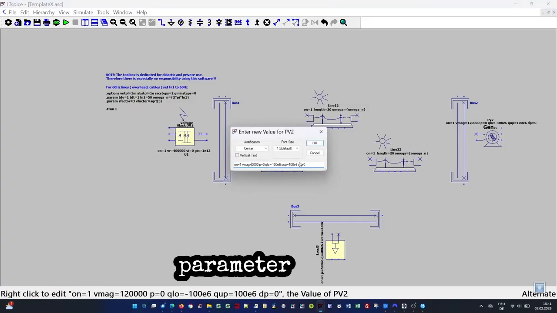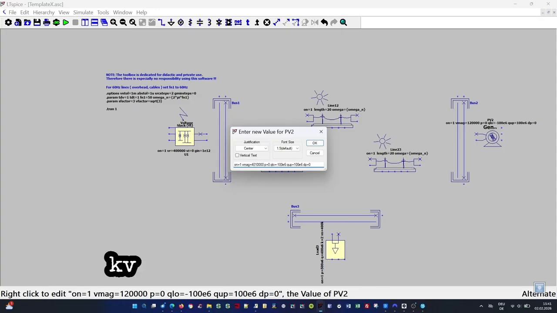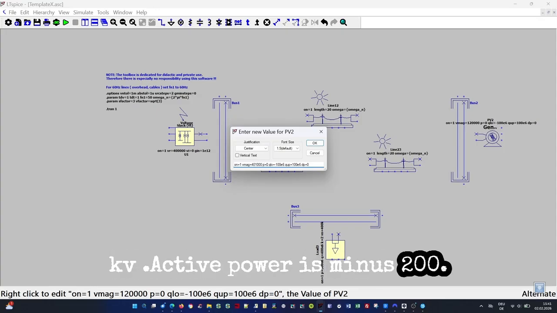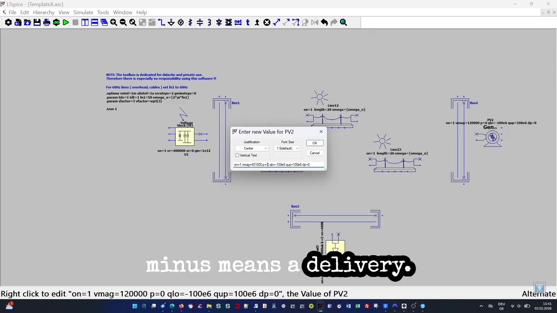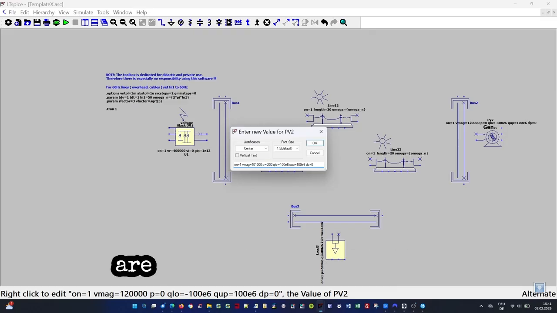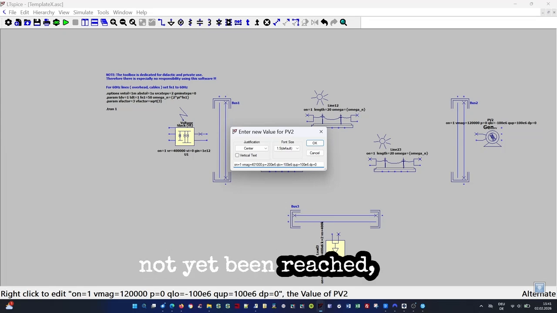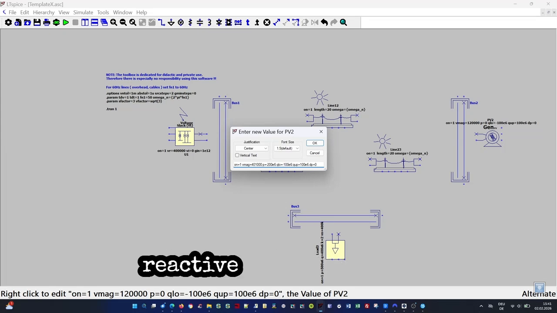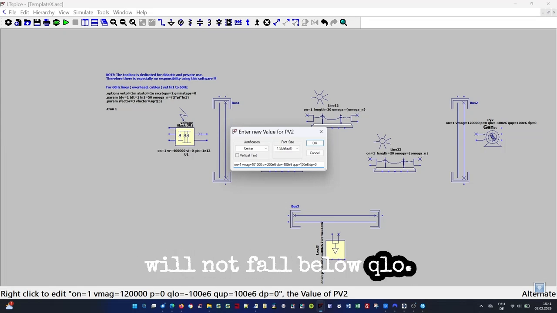I now enter the parameter values. Voltage magnitude Vmag is 410 kV. Active power is minus 200 E6, minus means the delivery. The reactive power limits are QLO with minus 100 E6 and QUP with 0. If the target voltage has not yet been reached, the reactive power delivery will not fall below QLO.